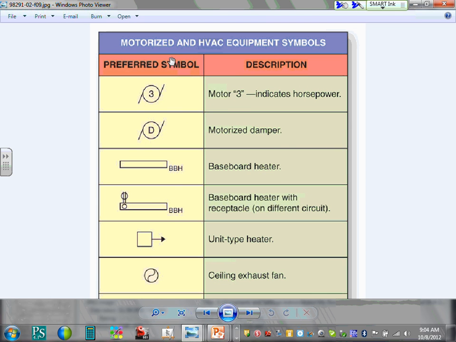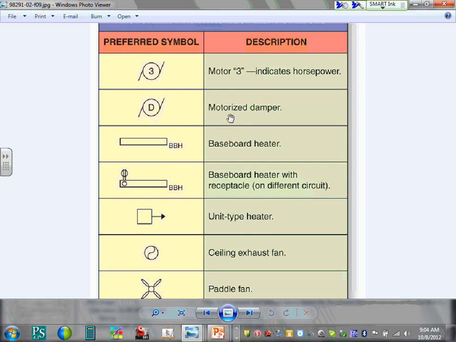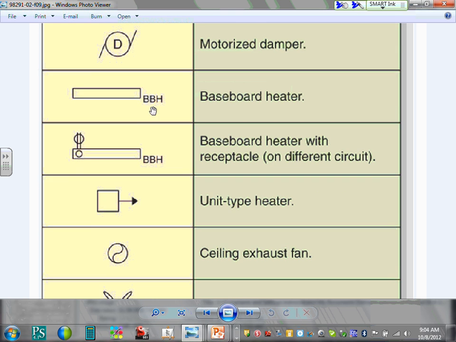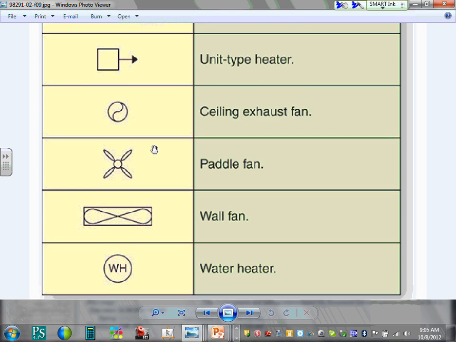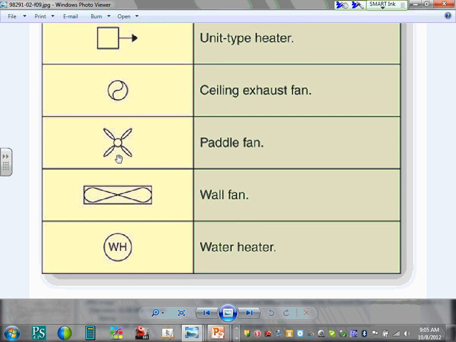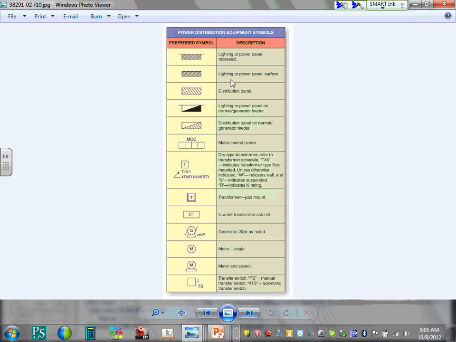Okay, then we go into motorized HVAC. Here's the motor. The 3 indicates the horsepower, so that will be 3 horsepower. Motorized dampers, we'll talk about dampers as we move on. Baseboard and a bunch of other symbols that they use. Fan, panel fan, water heater.